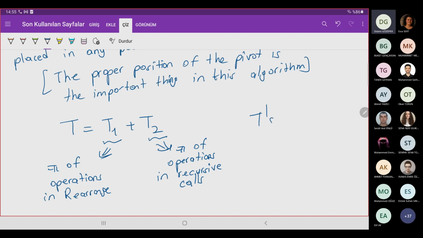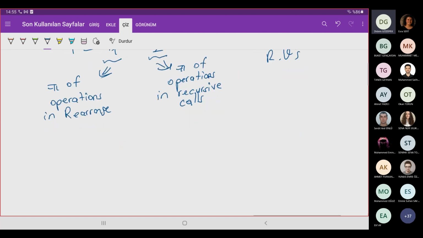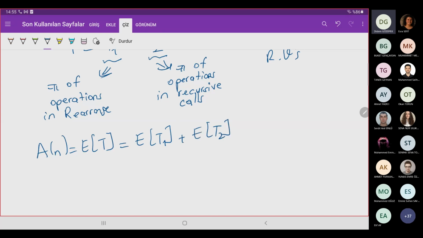So these T's are random variables, okay? So they are probabilistic values. So we will find their average by taking their expectations, by applying the expectation operator. Expected value of T is equal to expected value of T1 plus expected value of T2, okay?